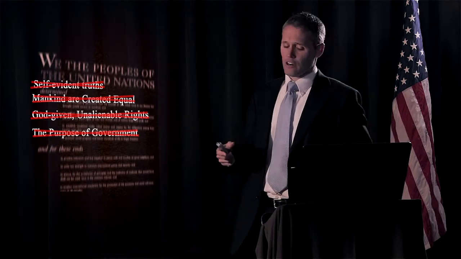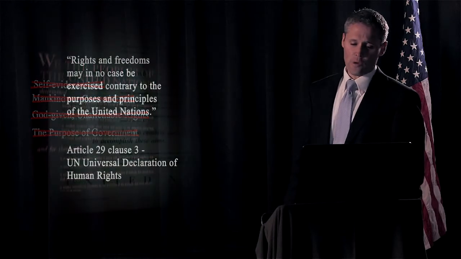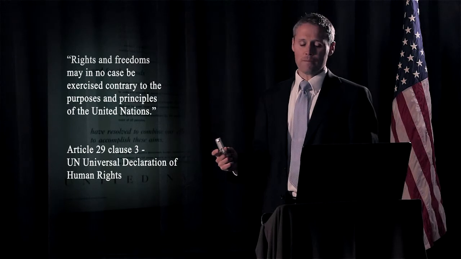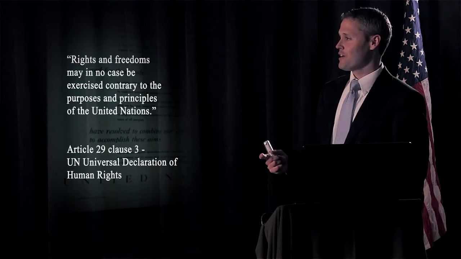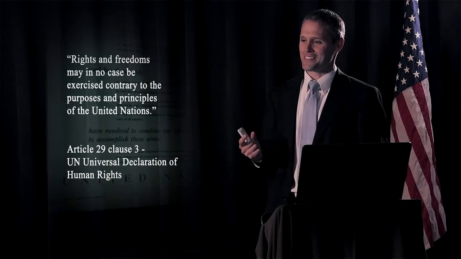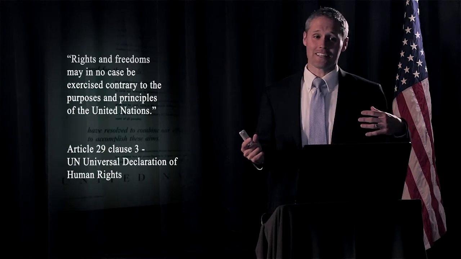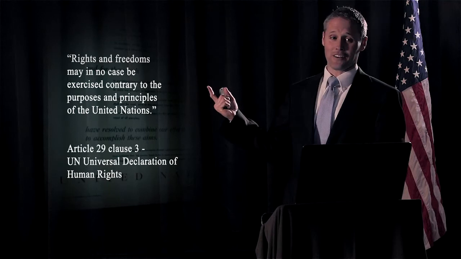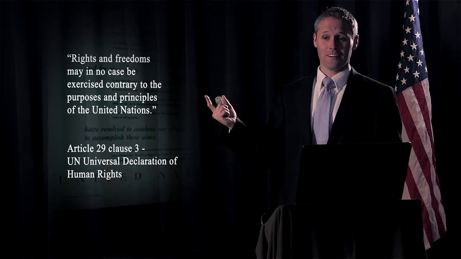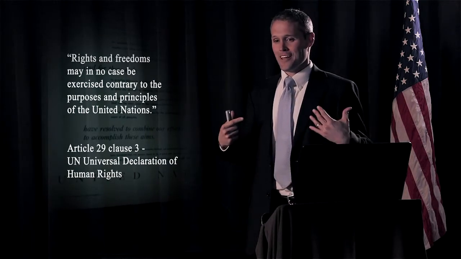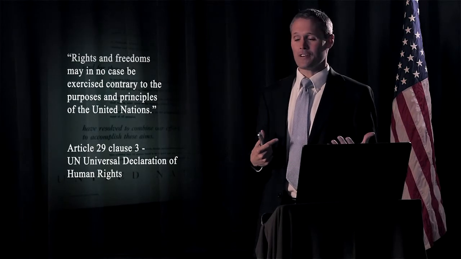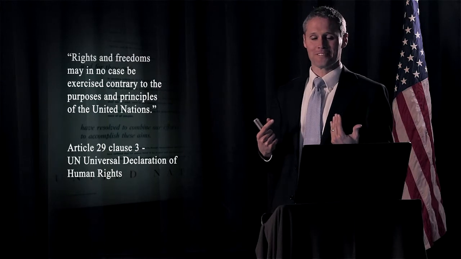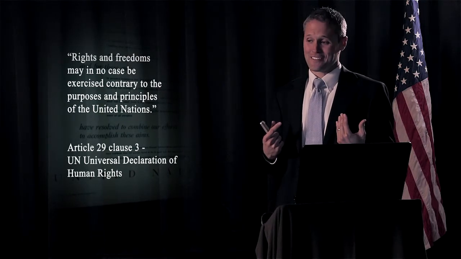Here's what they have to say in Article 29, Clause 3 of their UN Universal Declaration of Human Rights. This is interesting. The rights and freedoms may in no case be exercised contrary to the purposes and principles of the United Nations. So our Declaration of Independence says that our rights come from God. The United Nations Declaration of Rights says the rights come from them. In other words, they're God. They'll be glad to tell you when you can and when you can't exercise rights, because after all, we gave them to you, so we're in charge of them. Kind of interesting. It's sad.